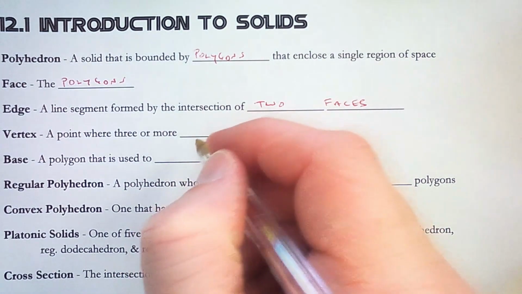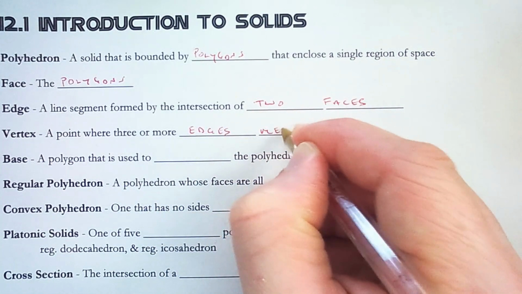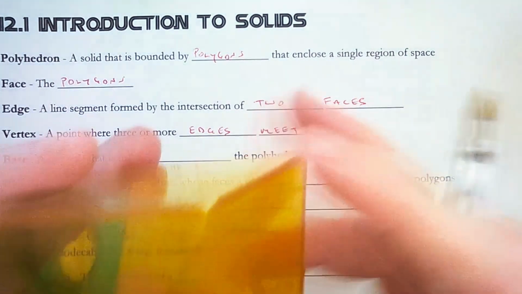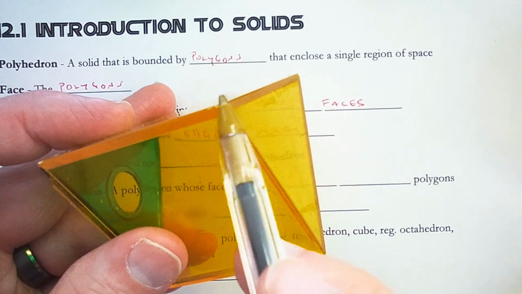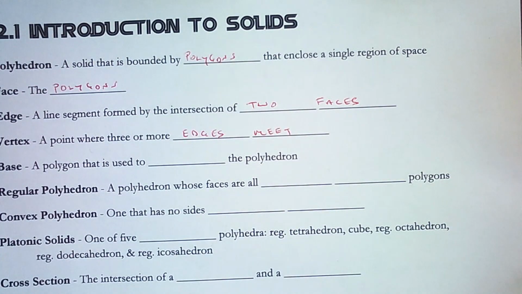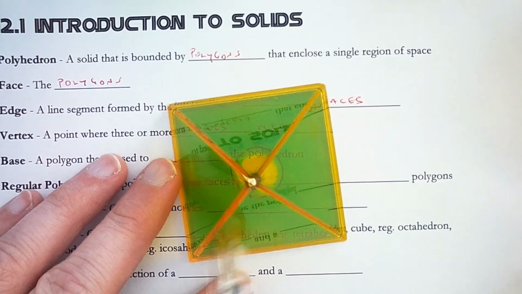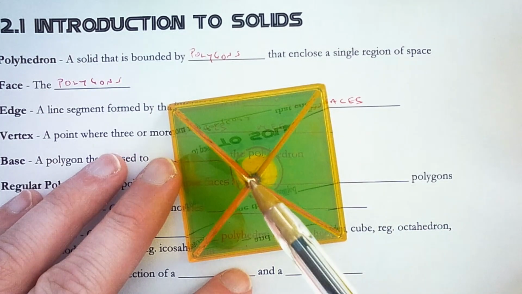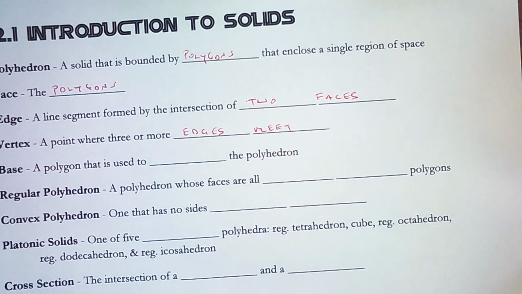A vertex is a point where three or more edges meet. Okay, so right here, I've got 1, 2, 3 edges meeting at that corner. That corner is called a vertex. Now, it could be more than just 3 that meet at one spot. For example, on this prism here, I've got 1, 2, 3, 4 edges meeting all right here at this one point. Okay, so it has to be at least 3, can be more.